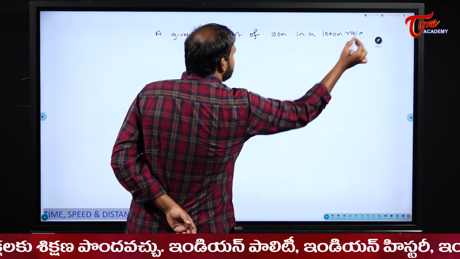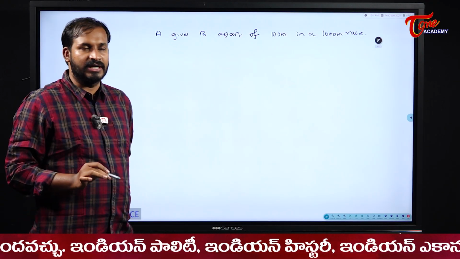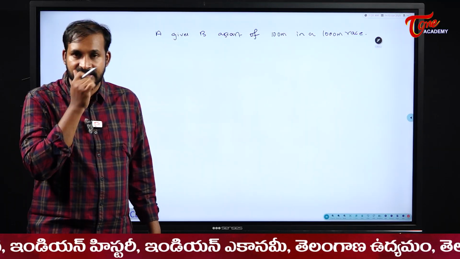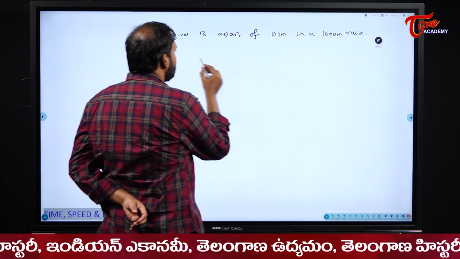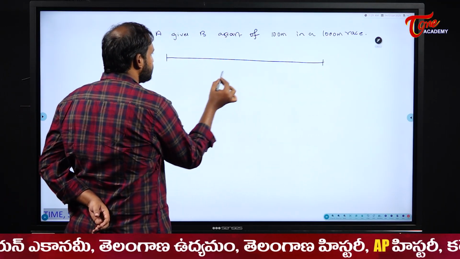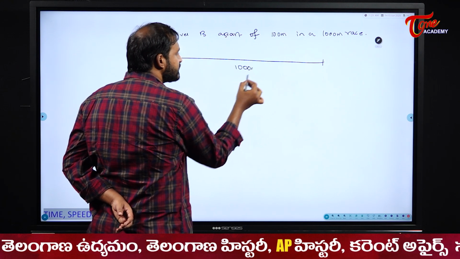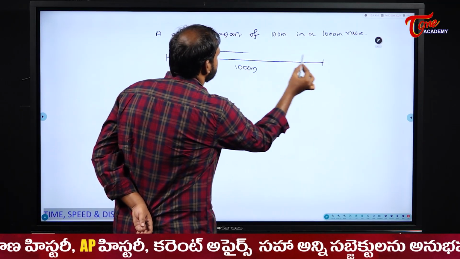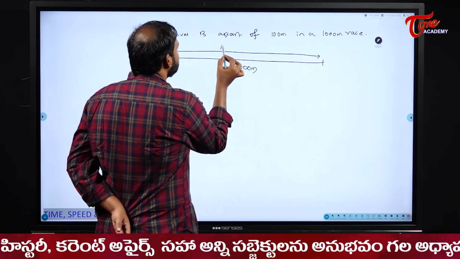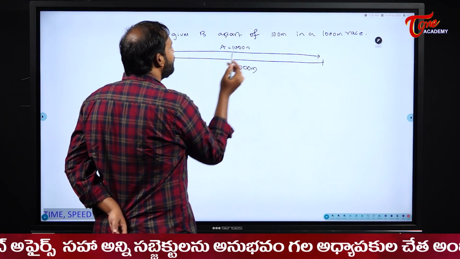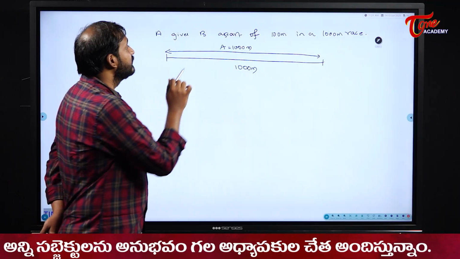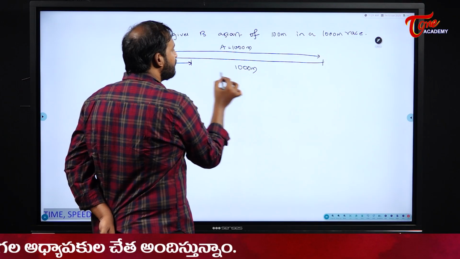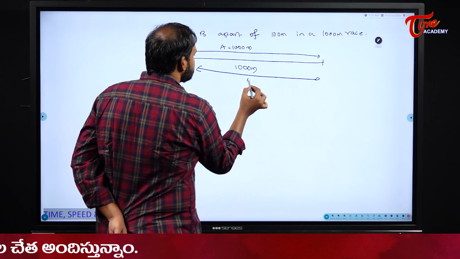What is the meaning of this one? We should understand first of all what is the actual meaning. A gives B a start of 100 meters in a 1000 meter race means the race will be for 1000 meters. In this race A is the winner and he will cover all the 1000 meters. When it comes to B, B will cover just 900 meters, 100 less than A.